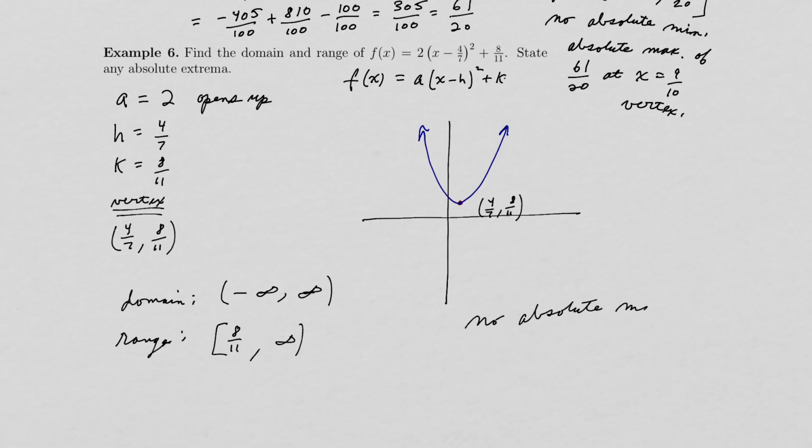But there is an absolute minimum of 8/11 at x equals 4/7. Right? Again, it's going to be at the vertex. Okay, so there's an absolute minimum of 8/11 at x equals 4/7. And it's also a relative minimum as well, right? Because that's where a valley is.